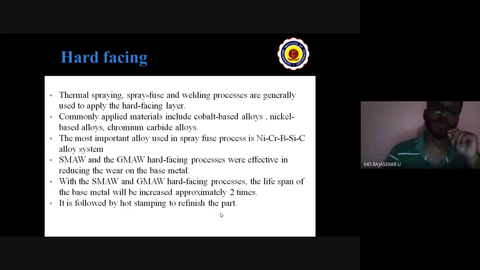Hot facing processes are effective in reducing the wear of the base material. With these two processes, it is found that the lifespan of the base metal is increased approximately twice. Hot facing is followed by a machining process to refinish the part and obtain the complete finished part.